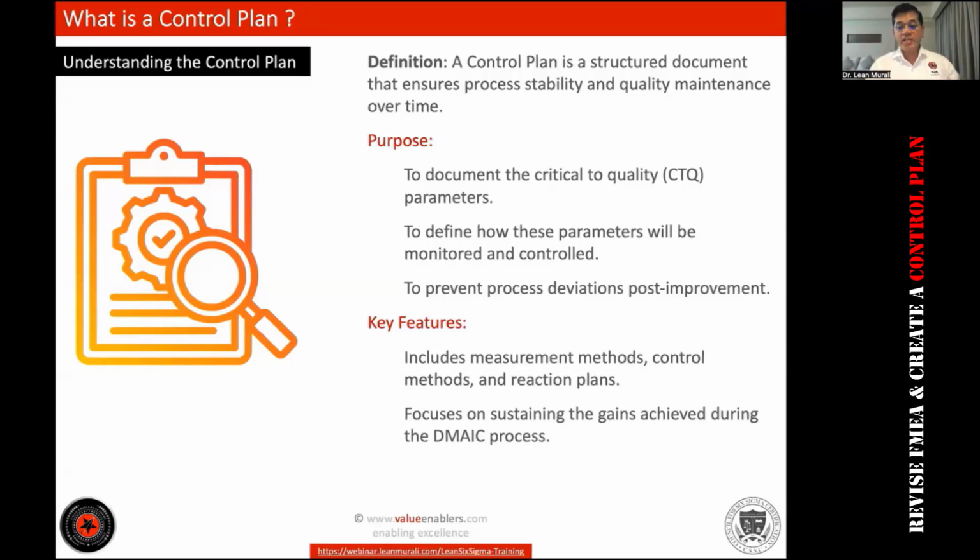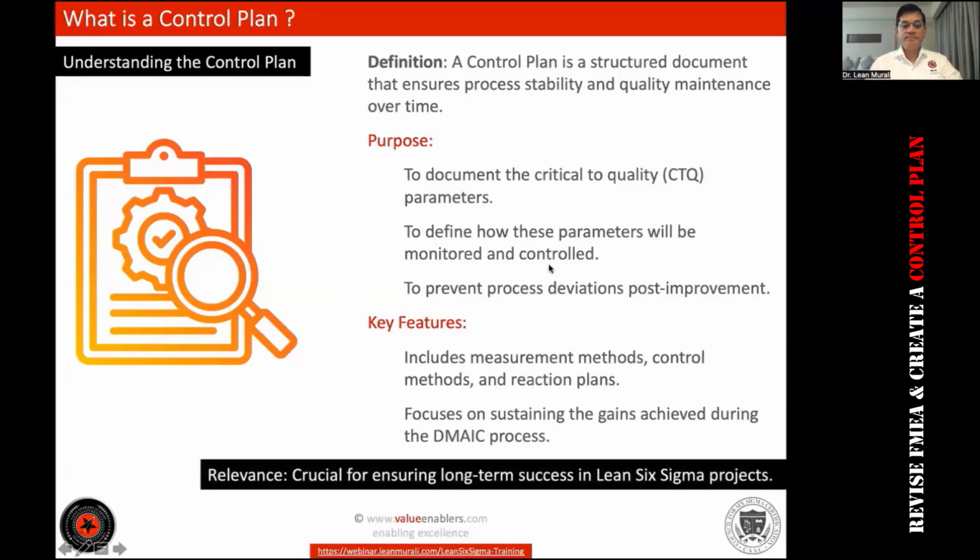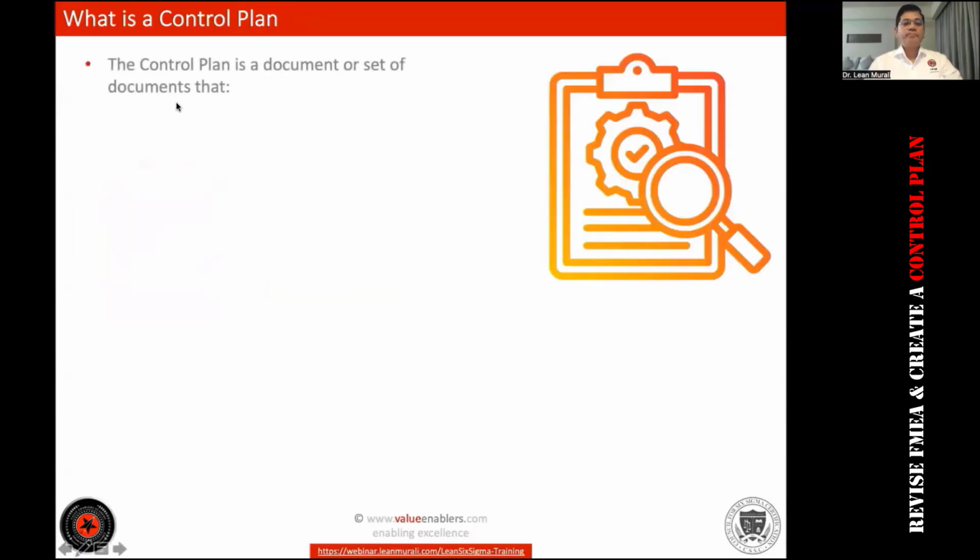It focuses on sustaining the gains. Very, very important, right? Sustaining the gains is very important. Excellent. So it is crucial for ensuring long-term success with Lean Six Sigma projects. Okay, now the control plan, let's get into the depth of it.